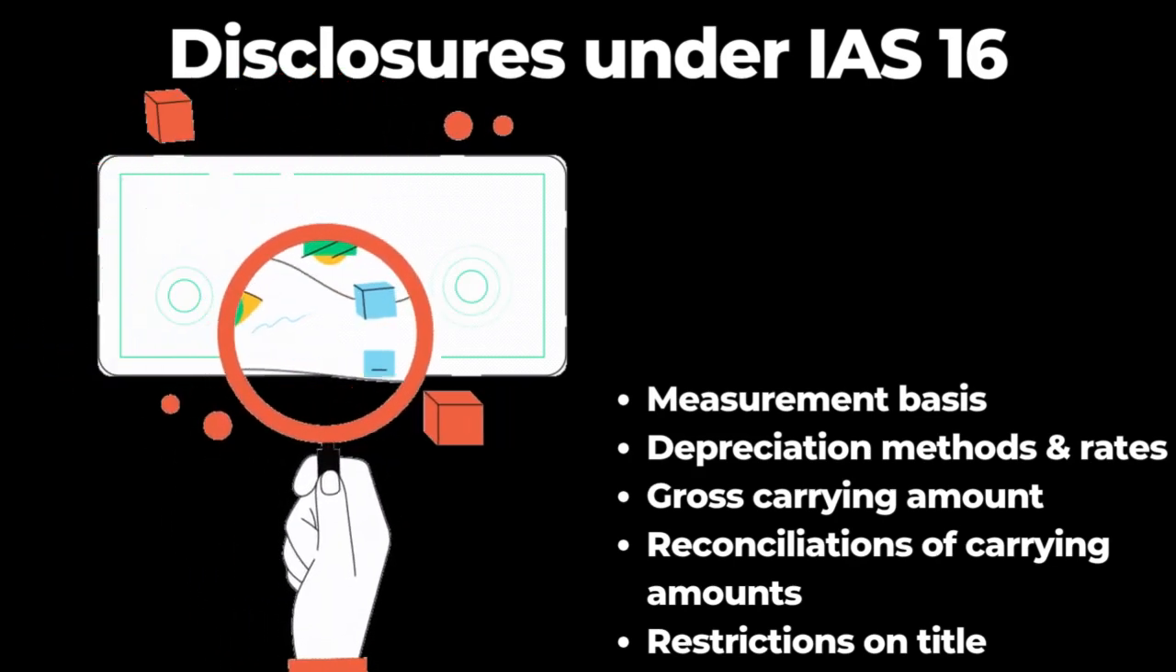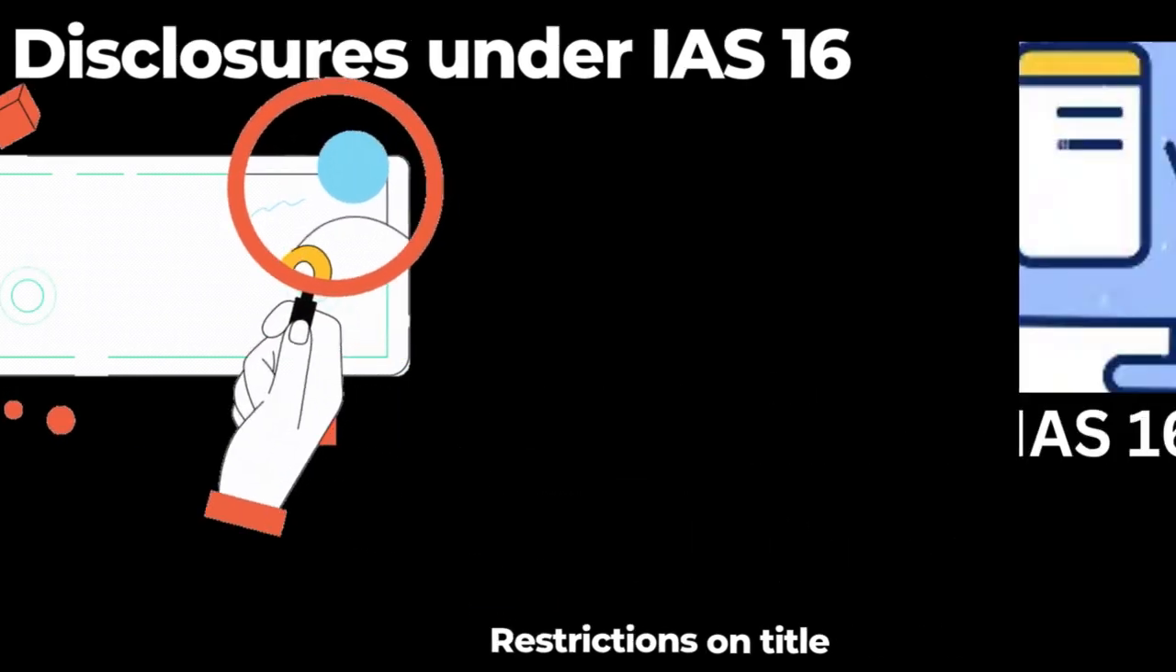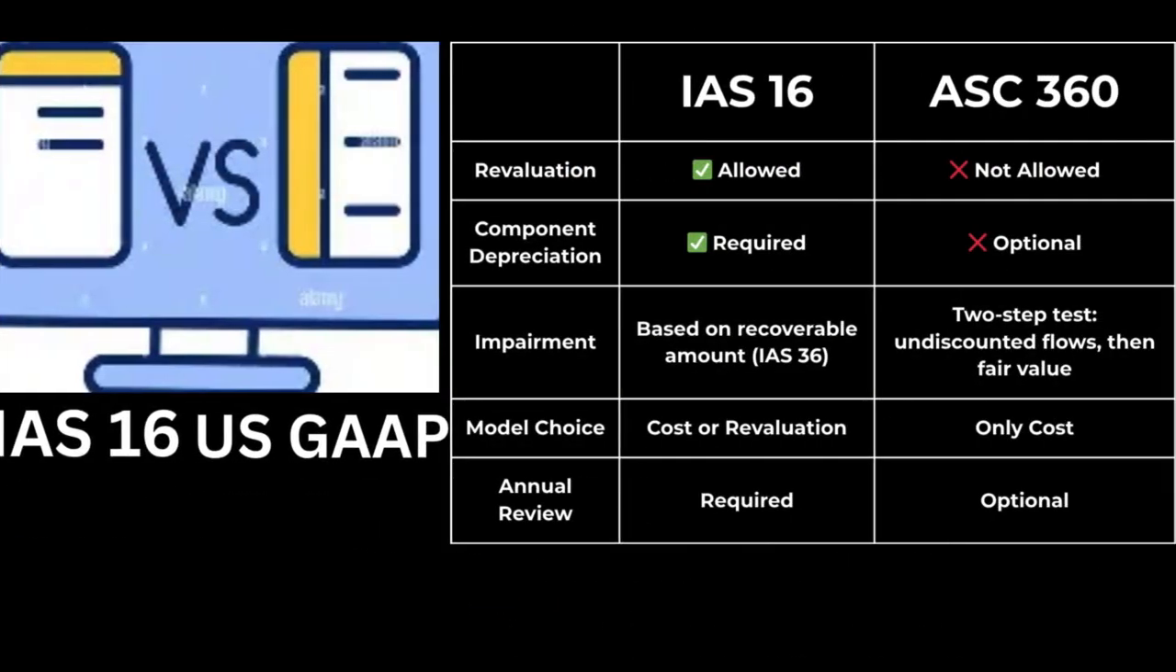Under IAS 16, entities may choose to revalue assets to their fair value, provided that revaluations are made regularly. Entire asset classes must be revalued. Under US GAAP, PPE is always carried at historical cost less accumulated depreciation and impairment. Revaluation is not allowed under US GAAP.